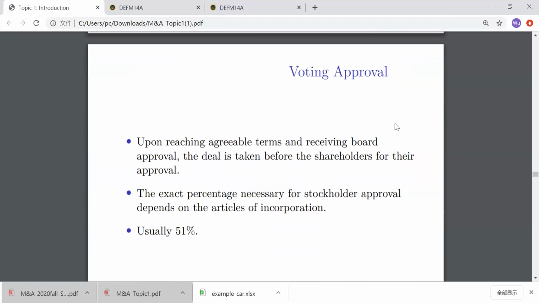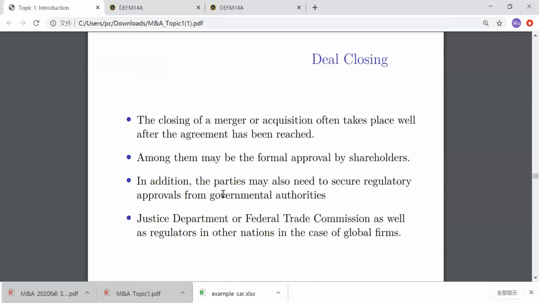Voting approval, we have been talking about this, right? Basically, the percentage for shareholder approval is 51%. Right? So only when at least 51% of shareholders approve the deal will the merger go through. Right? So this is the idea.